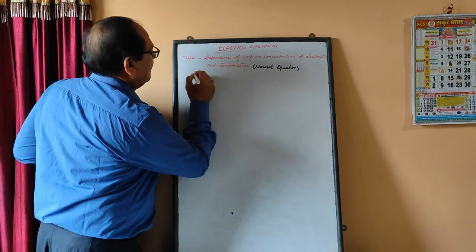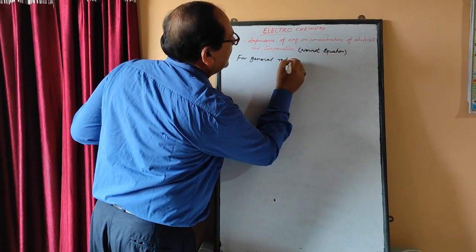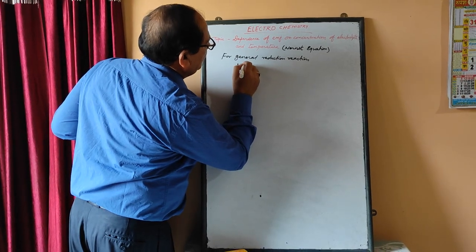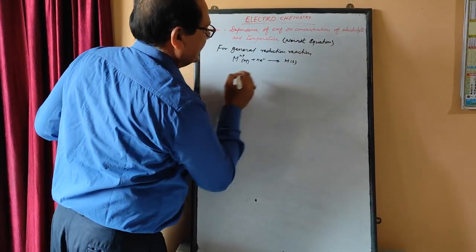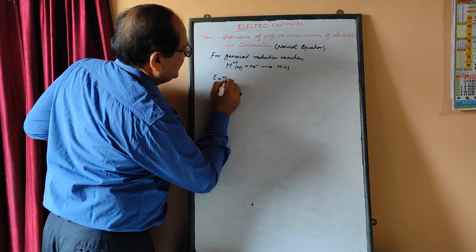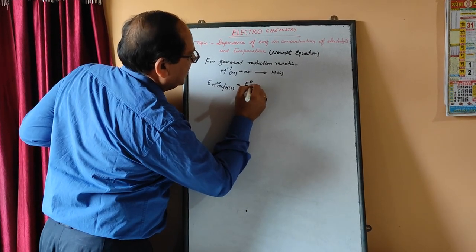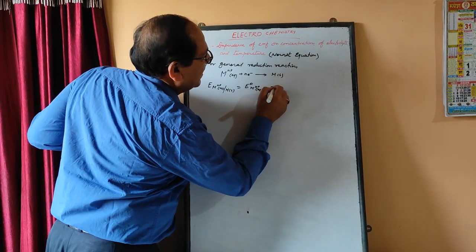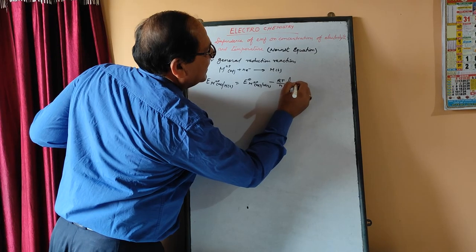Please look. For a general reduction reaction, Mn+ aqueous plus n electrons gives M solid. Then E of Mn+ aqueous divided by M solid is equal to E naught of Mn+ aqueous divided by M solid, minus RT by nF ln Qc.